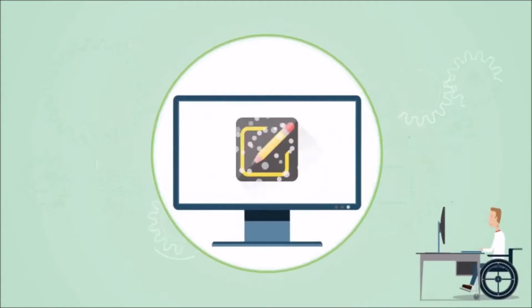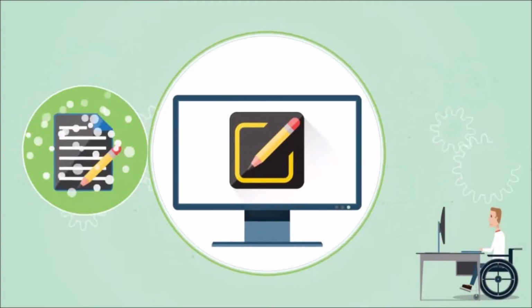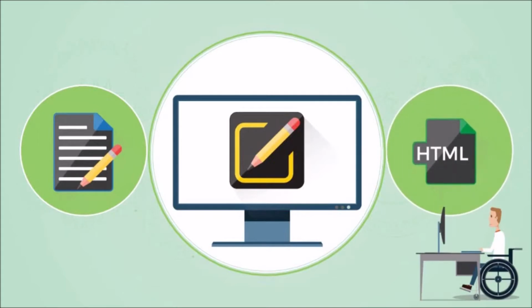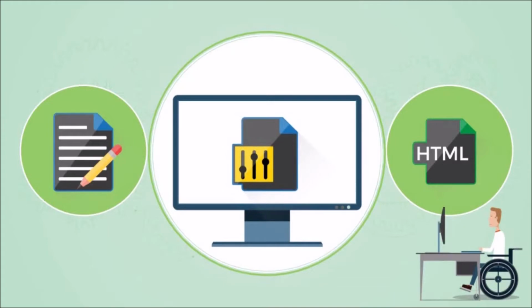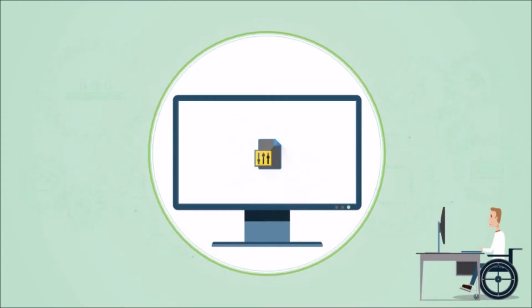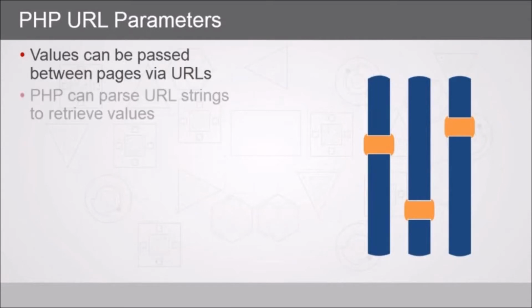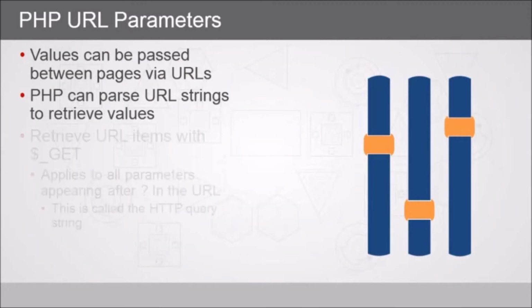There are a few different methods that developers can use to pass information from one page to another, due to HTML's non-persistent nature. Let's talk about PHP URL parameters, which is one of those methods. With PHP URL parameters, we can pass values between pages as part of the URL. Other methods would include using things like cookies.